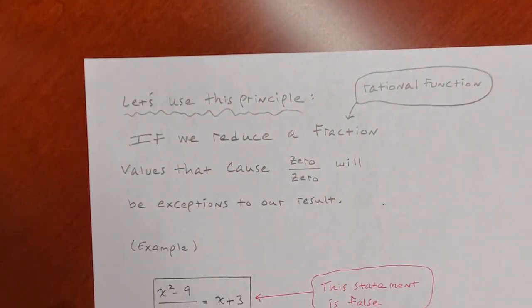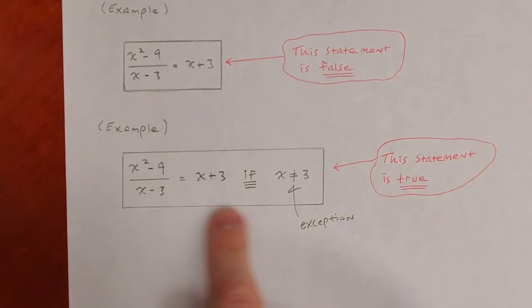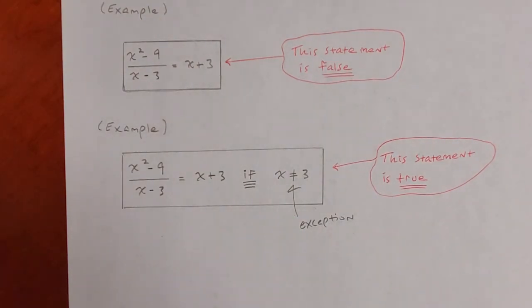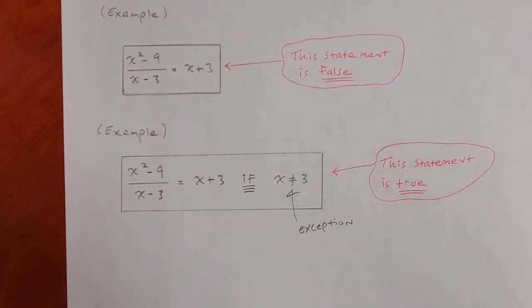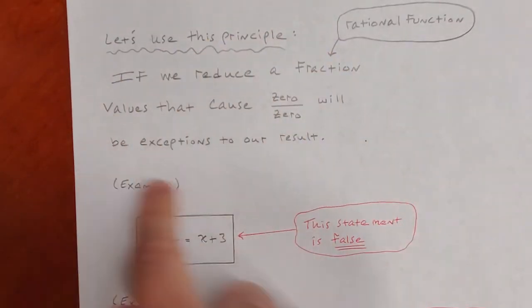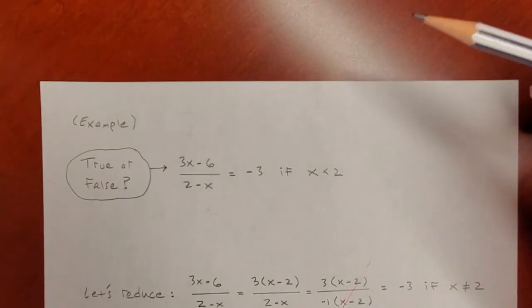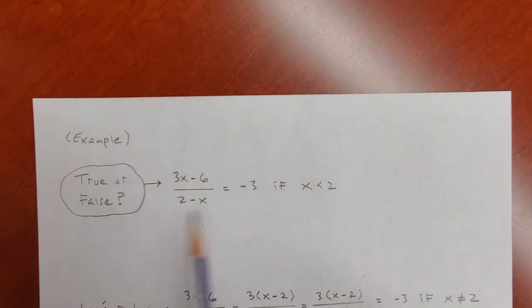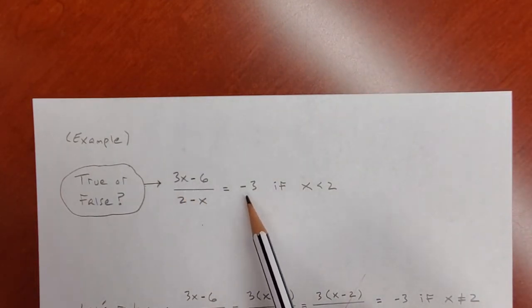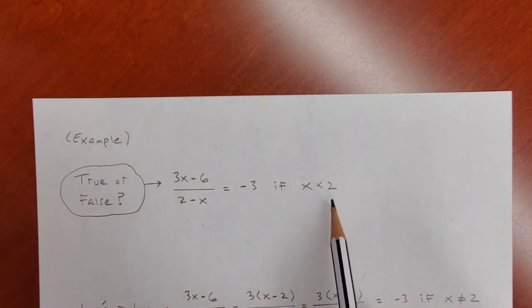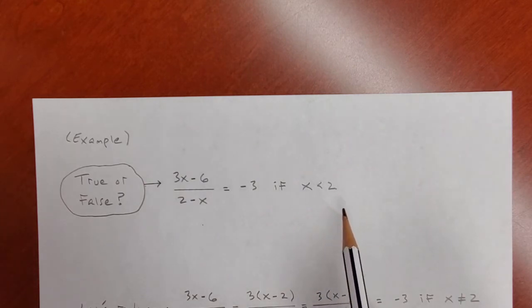Okay, but here's our guiding principle for reducing and making statements about this kind of thing. So let's look at a few more, and for the next few, I'll just rely on this principle. Okay, so again, let me give you some statements and see if you can decide if they're true or false. So is this true or false? Is 3x minus 6 over 2 minus x equal to negative 3 if the x is less than 2? Is that true or not?